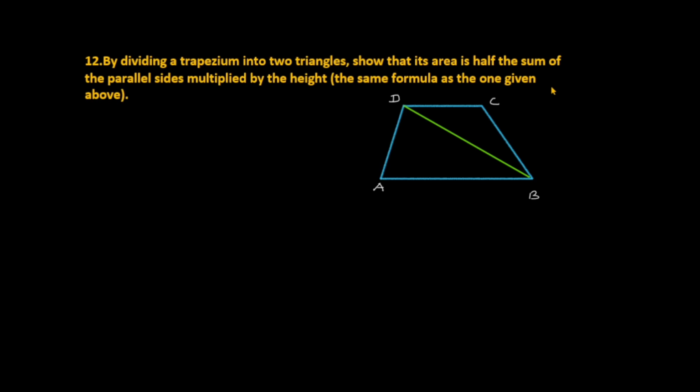Now consider the height of the trapezium. Height is the perpendicular distance between the parallel sides. Consider the height of the trapezium. Let height of the trapezium be equal to H units. Then take base AB as A and DC as B. Then parallel sides.